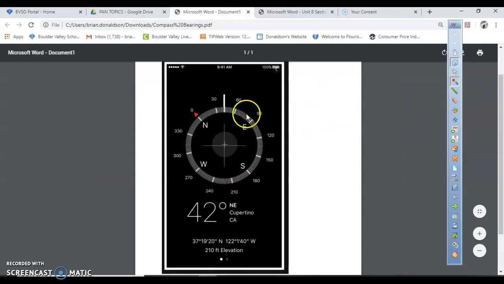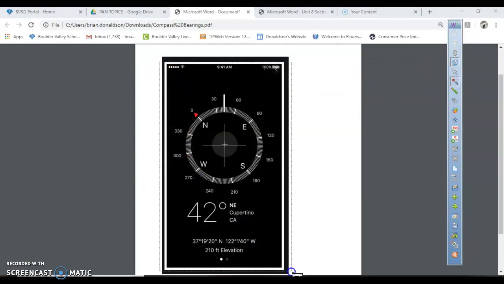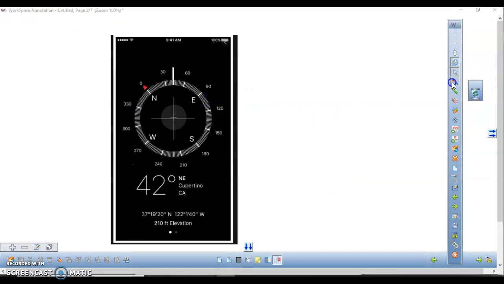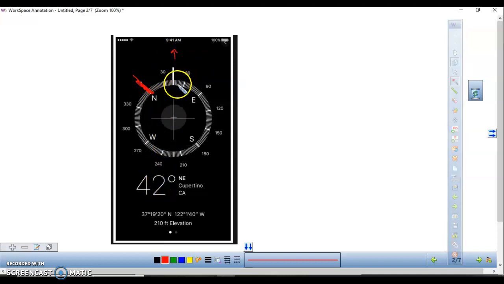Let me see if I can grab this and put it into the notes here. This screenshot shows someone going on a bearing of 42 degrees. Remember, here was north. North is this direction, and when you point your phone the direction you're going, it gives you a bearing. So I know by looking at this screenshot that on a bearing of 42 degrees, I am going 42 degrees clockwise from north.